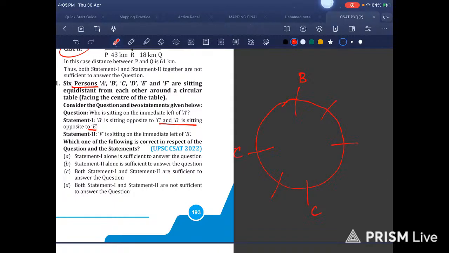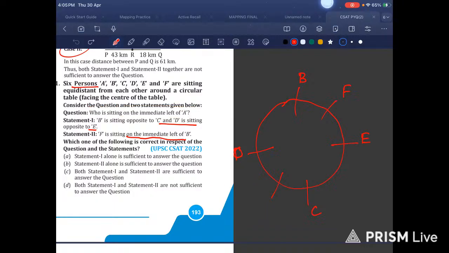D is sitting opposite to E. F is sitting on immediate left of B. This is right, this is left. F, who is left then? A, B, C, D, E. Then here A is left. And they are asking who is sitting on the immediate left of A. In this case I got D.